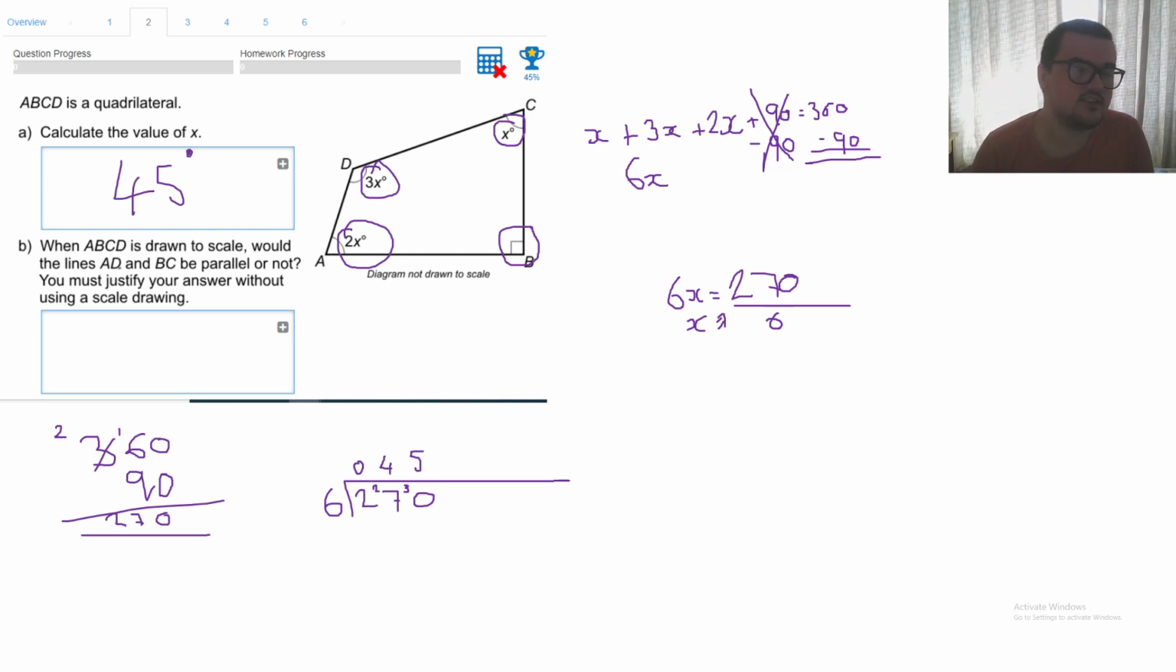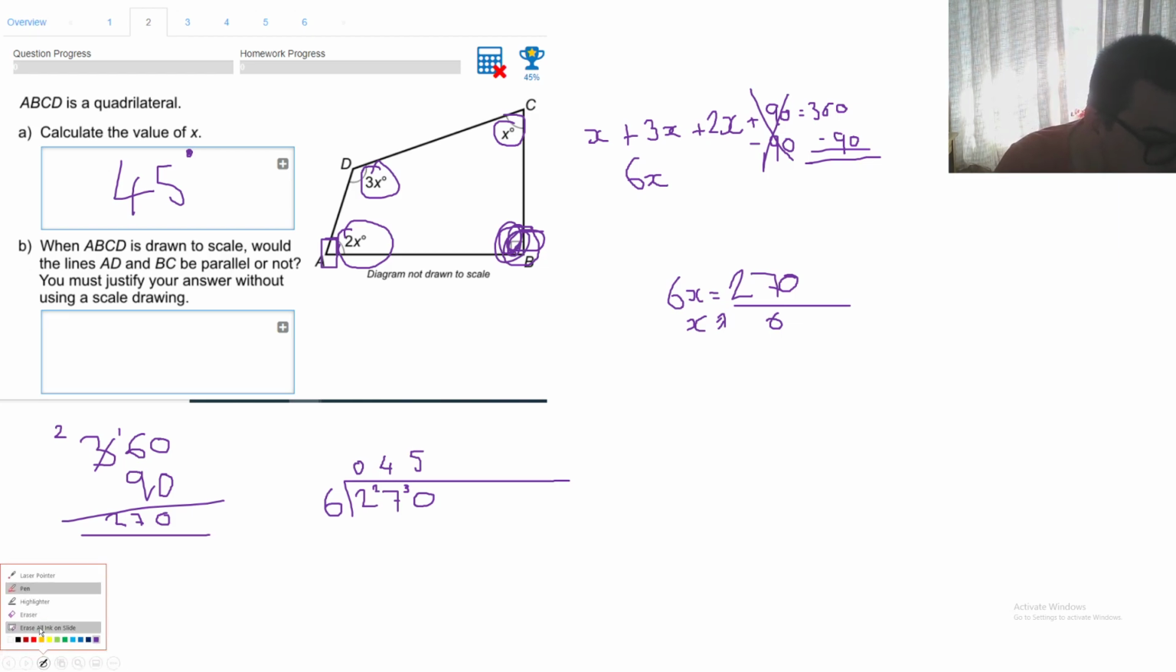Part B says when ABCD is drawn to scale, would the lines AD and BC be parallel or not? So let's have a look. So we're looking to see what these two angles here are. We already know this one. This one is, in fact I'm going to rub that out because I've made a bit of a mess. We know that the angle ABC is 90 degrees.